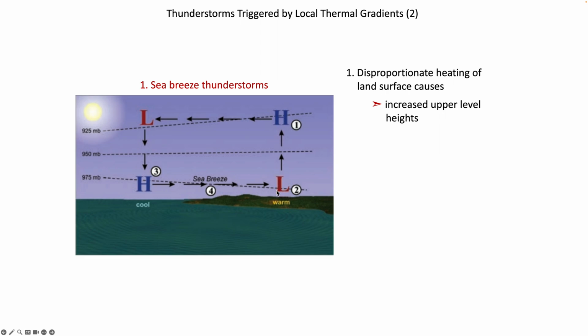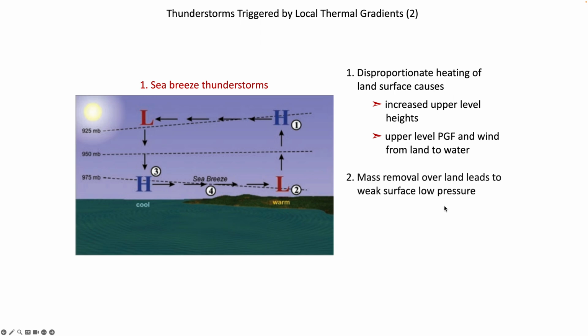You'll notice here that I'm talking about upper level heights, only going up to about 925 millibars. So this is a pretty shallow phenomenon. But we get higher heights over land than we do over the water. This triggers a horizontal pressure gradient at 925 millibars, directed from land to water. As a result, we get a wind that develops at 925 millibars that is blowing from land to water.